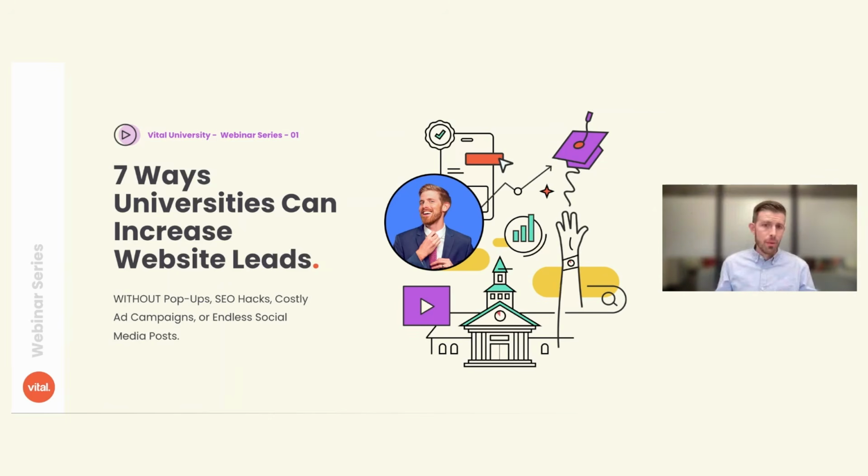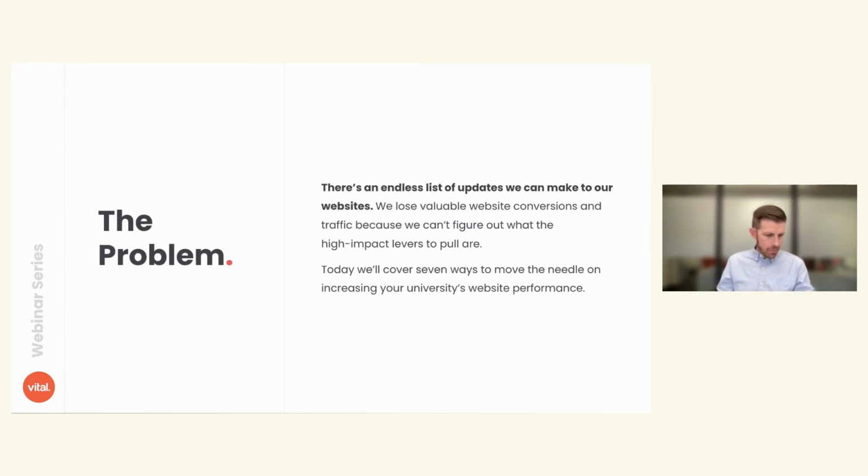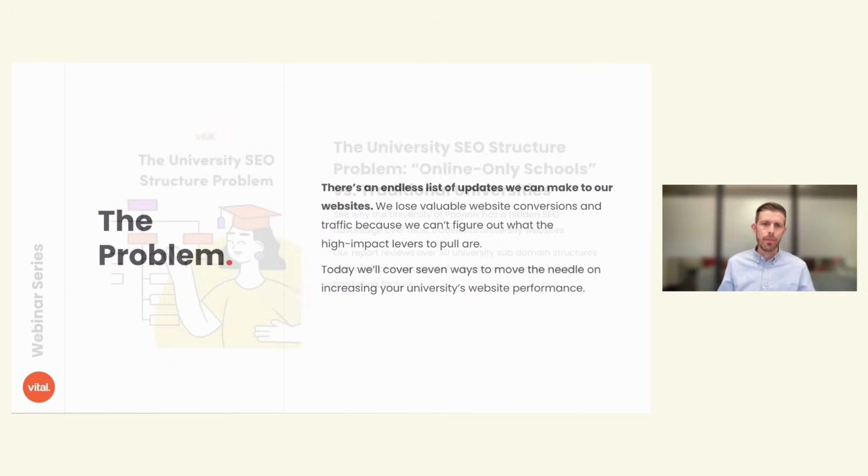We're going to talk about 7 ways universities can increase website leads without all the normal pop-ups and SEO hacks and things like that. So the problem that we're going to talk about today at a high level is, as university marketers, higher ed marketers, there's an endless list of updates that we can make to our websites. And we lose valuable conversions and traffic because it's hard to figure out what the high impact levers to pull are. So today we're going to walk through 7 levers that we can pull to move the needle.